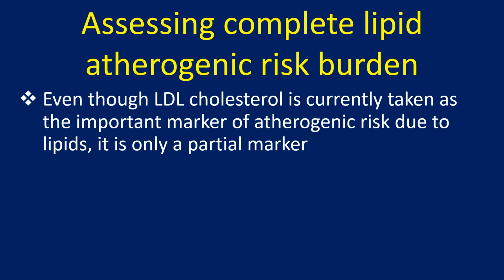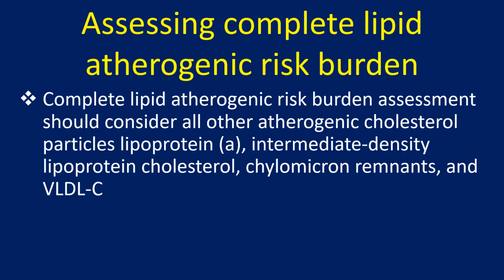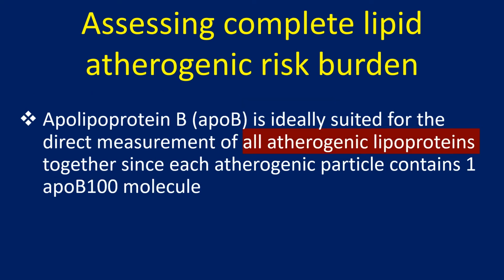Assessing complete lipid atherogenic risk burden. Even though LDL cholesterol is currently taken as the important marker of atherogenic risk due to lipids, it is only a partial marker. Complete lipid atherogenic risk burden assessment should consider all other atherogenic cholesterol particles: lipoprotein(a), intermediate density lipoprotein cholesterol, chylomicron remnants, and VLDL-C. Apolipoprotein B or ApoB is ideally suited for the direct measurement of all atherogenic lipoproteins together, since each atherogenic particle contains one ApoB100 molecule.